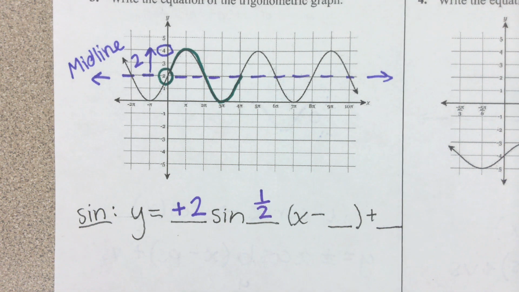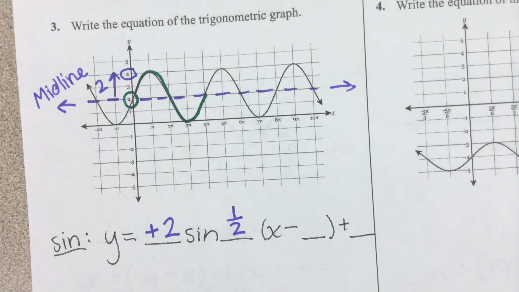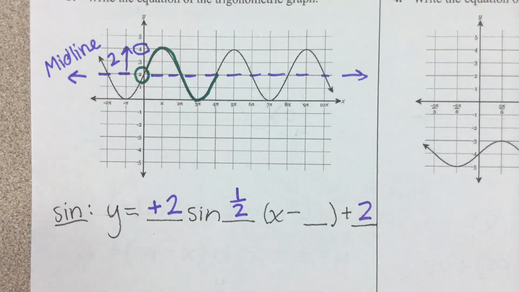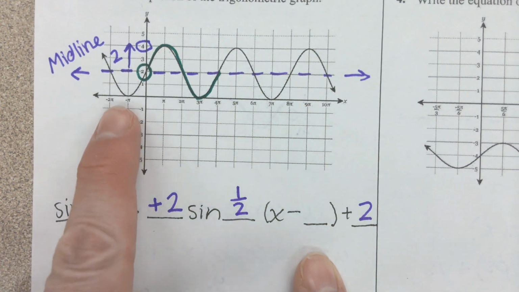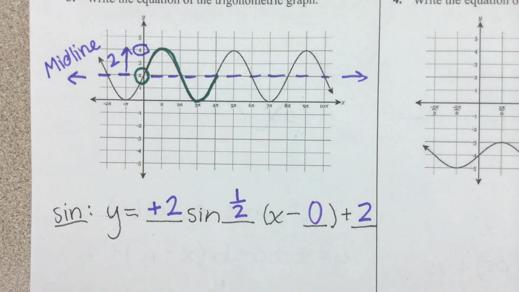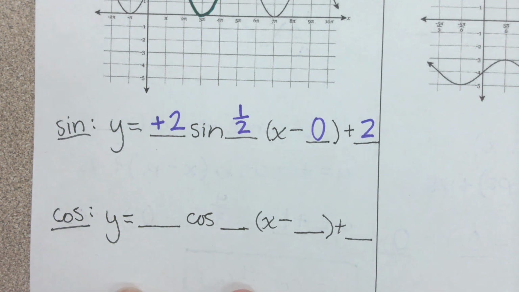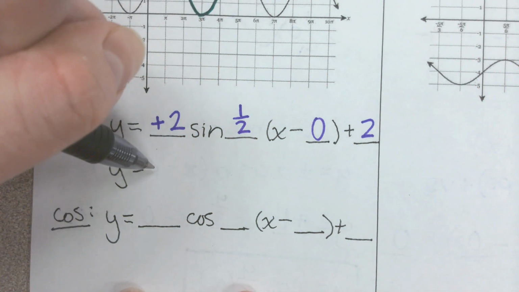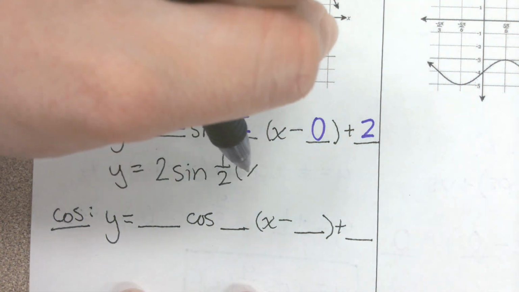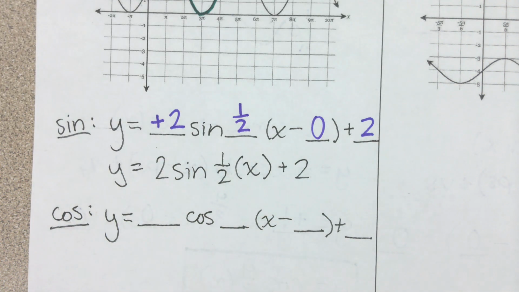Now we're just down to the phase shift and vertical shift. So our starting point here, clearly it has moved up 2 from the origin. So my vertical shift is plus 2. I'm just going to put a 2 there. And I haven't moved left or right, so this is still 0 for the phase shift. Going to clean that up a little bit. Y equals 2 sine of a half x, I'll drop the 0, plus 2 at the end. That's my sine equation.